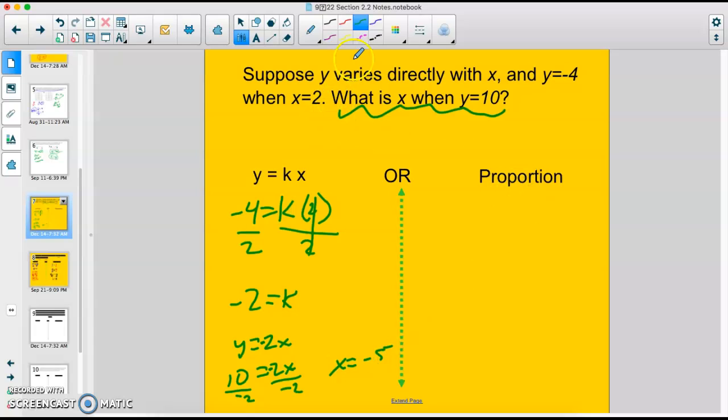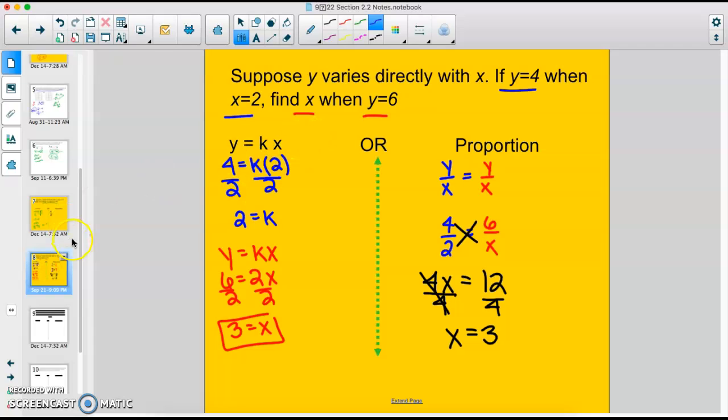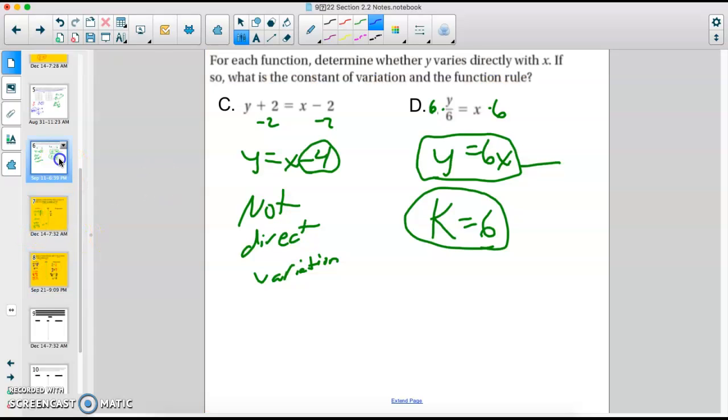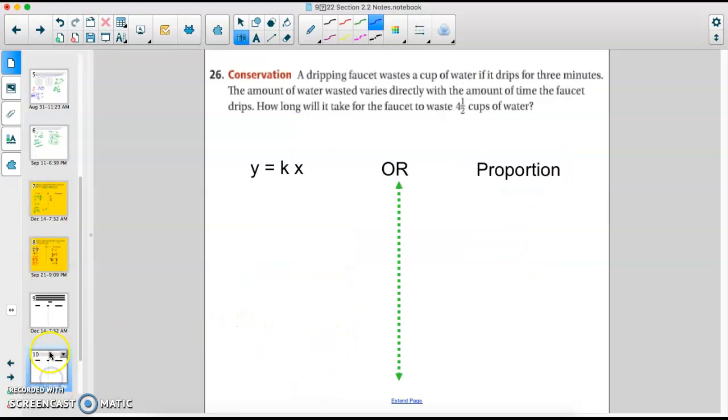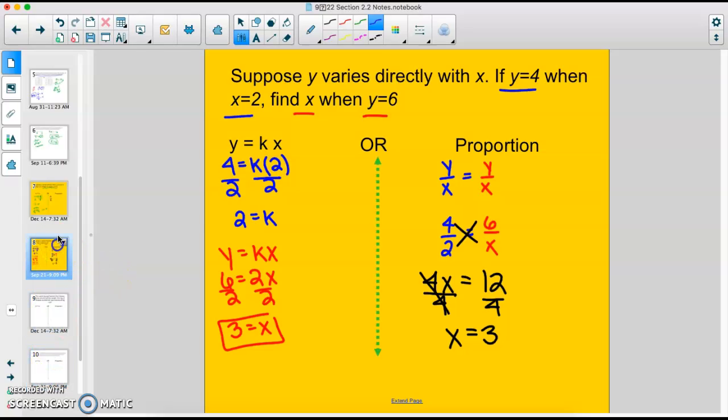Now we could use a proportion instead, so let's try it out. When y is -4, x equals 2. We had our y divided by x, right? That's how we found the k. That's how we found the constant of variation.